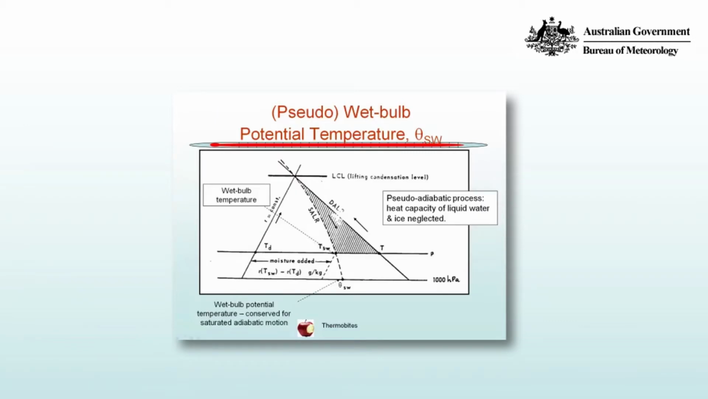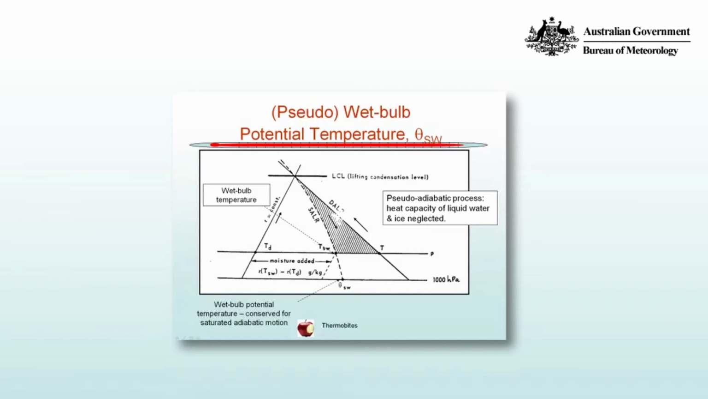That's also shown here in this schematic. The parcel is lifted from its original pressure level along a dry adiabatic lapse rate, and from its original dew point temperature along a line of constant mixing ratio until they cross at the lifting condensation level. Ignore during this process the heat capacity of liquid water and ice. Descend along the saturated adiabat to the original pressure and we get the pseudo wet bulb temperature. The moisture added here is the mixing ratio at the pseudo wet bulb temperature minus the mixing ratio of the original dew point temperature.